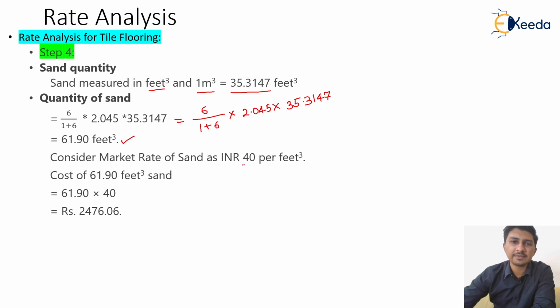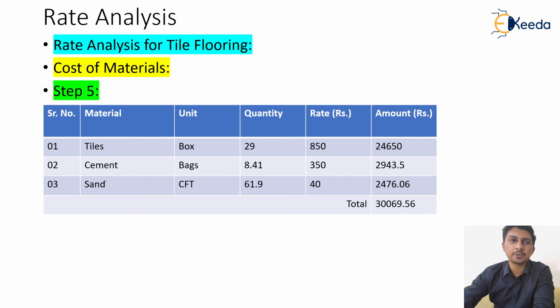Now the market rate we have considered and kept constant throughout the analysis is 40. We'll just multiply it by this quantity and we'll get the cost for the sand also. So now we have the cost for tiles, sand and cement, all three. We'll put it into the table where we mention tile, cement and sand, the units, box, bags and cubic feet, the quantity that we have calculated, and the rates we have.